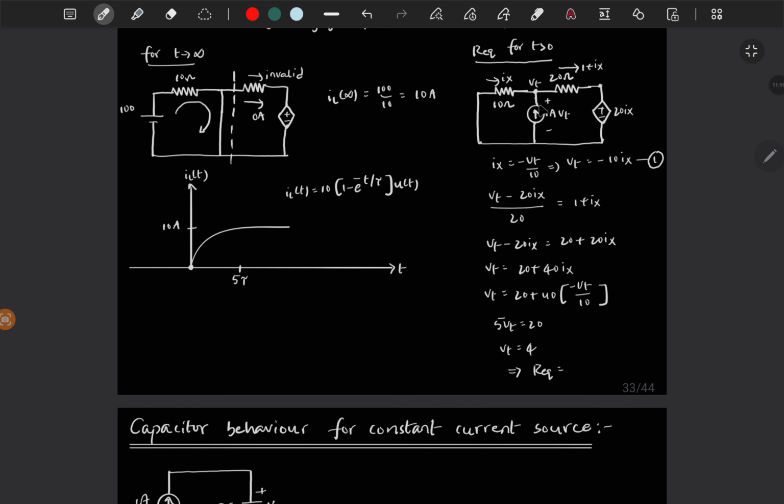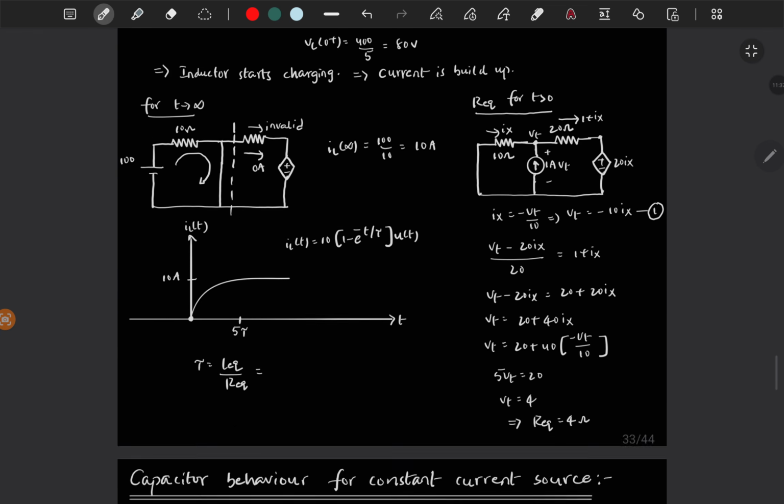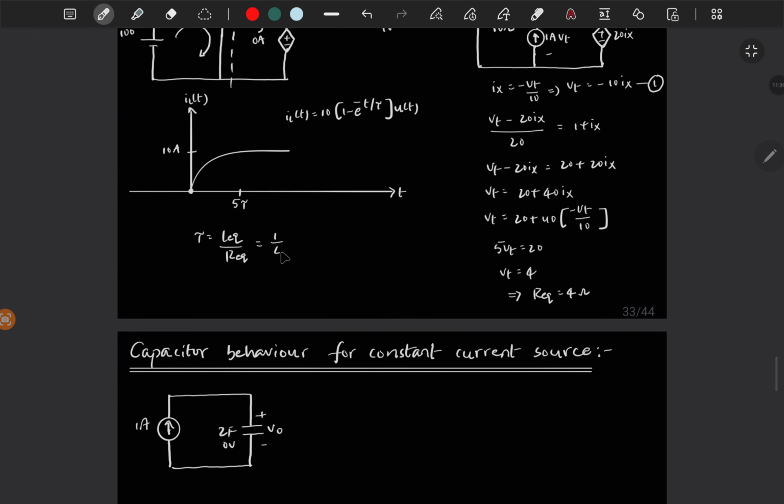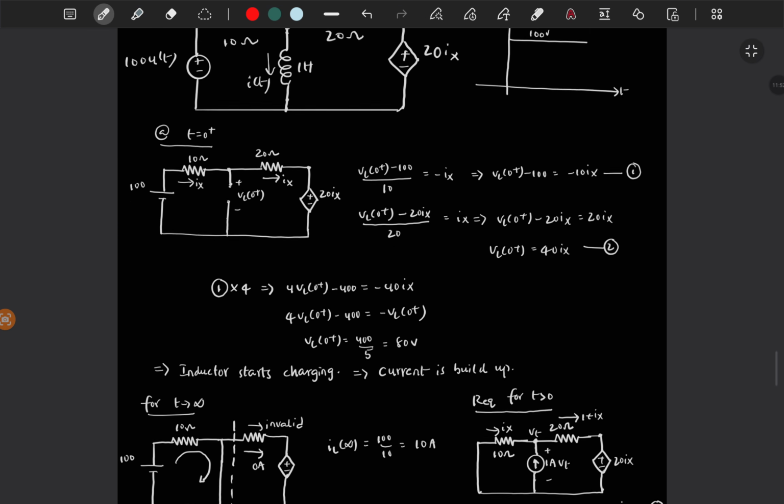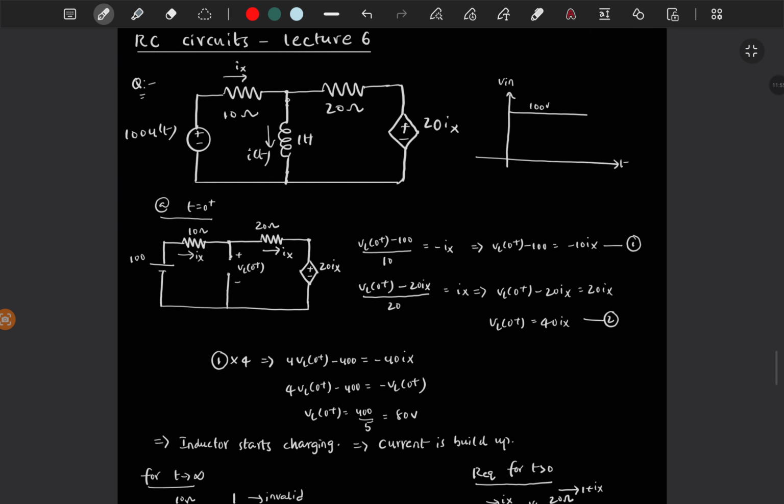which implies R equivalent is this voltage by this current, right? Between these two terminals, R equivalent is this voltage by this current. This current is 1 amp. So directly you will get R equivalent as 4 ohms. If R equivalent is 4 ohms, then tau is equal to L equivalent by R equivalent. L is 1, R is 4. So 1 by 4 seconds. So this will reach steady state in 1.25 seconds. So this is about this circuit. This is a first order RL circuit.